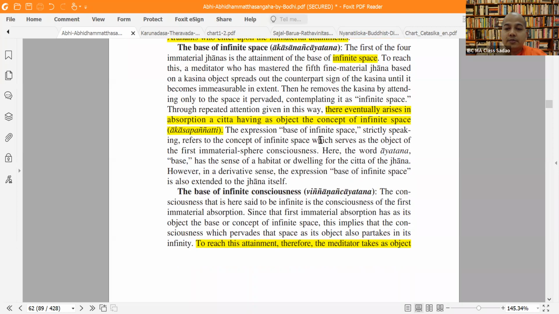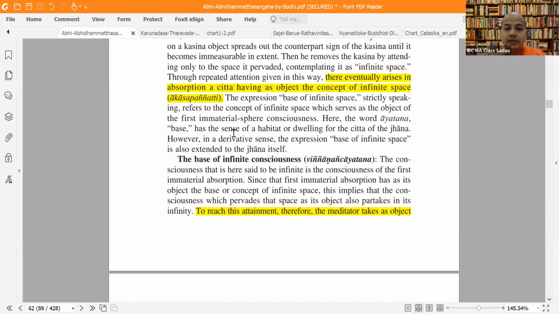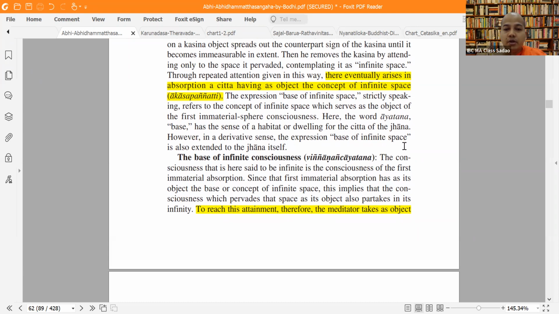This is the second step that takes place through repeated attention given in this way. There eventually arises in absorption a citta having as object the concept of infinite space. The expression base of infinite space, strictly speaking, refers to the concept of infinite space, which serves as the object of the first immaterial sphere consciousness. Here the word ayatana has the sense of a habitat or dwelling for the citta of the jhana. However, in a derivative sense, the expression base of infinite space is also extended to the jhana itself. So this is associated with the concept of infinity of space.